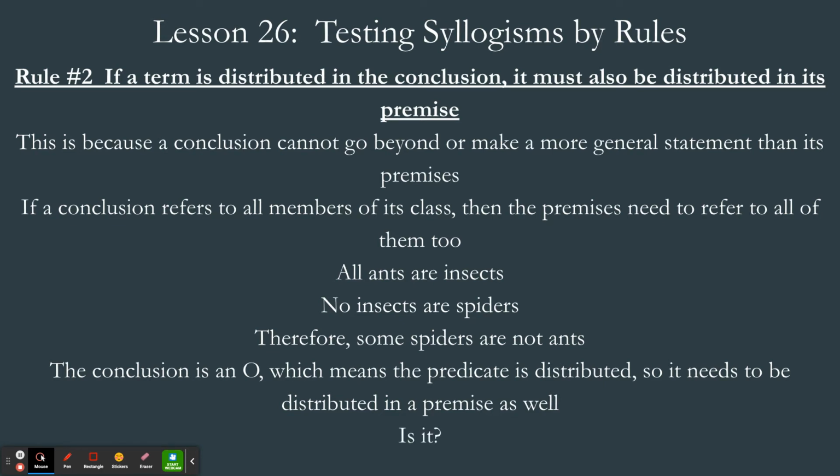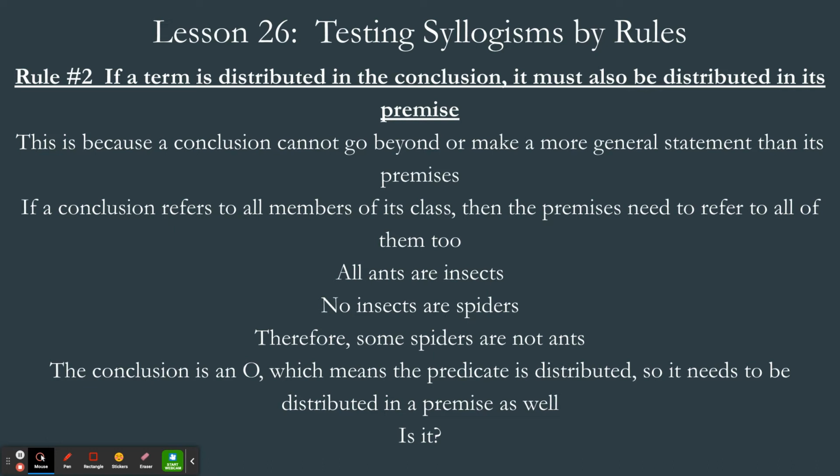Okay? So the minor and major term both have to be distributed, if they are distributed in the conclusion. Yes. So if your conclusion was an E, where both the subject and the predicate are distributed, that means the major and minor term would both have to be distributed or it would be invalid. Yes? So like on homework and tests, if we want to test syllogisms by rules, we have to go through all these rules. Yeah, if it breaks rule number 1, then you're done. If it passes rule number 1, but it breaks rule number 2, you're done. It has to pass all 5 rules. Okay?